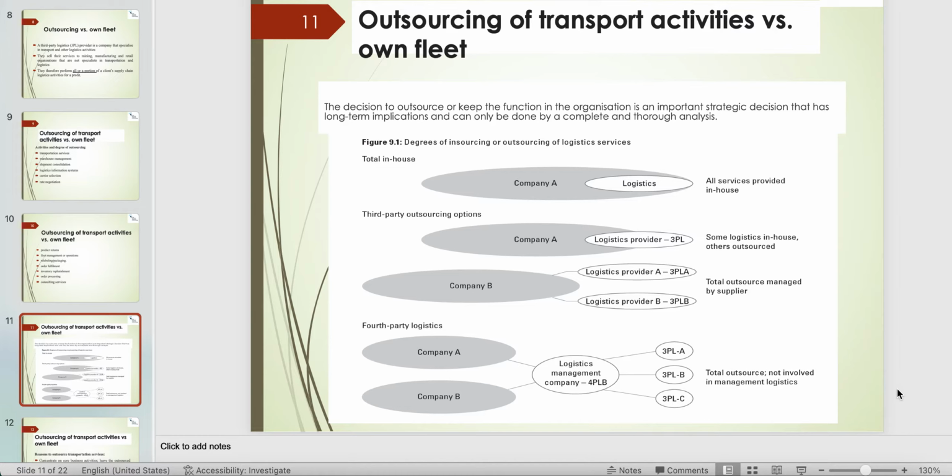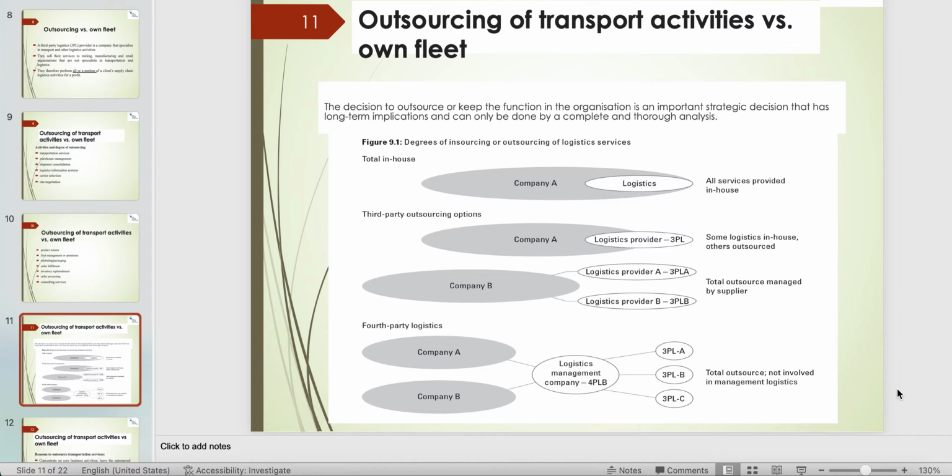Now, fourth party logistics basically is like a management company who is handling the manufacturing company or the retail company. So any supply chain partner, like you can see on your left, company A and B, and on the other side, they are managing these third party logistics. So that is why they are called fourth party logistics, because they manage these two different parties.